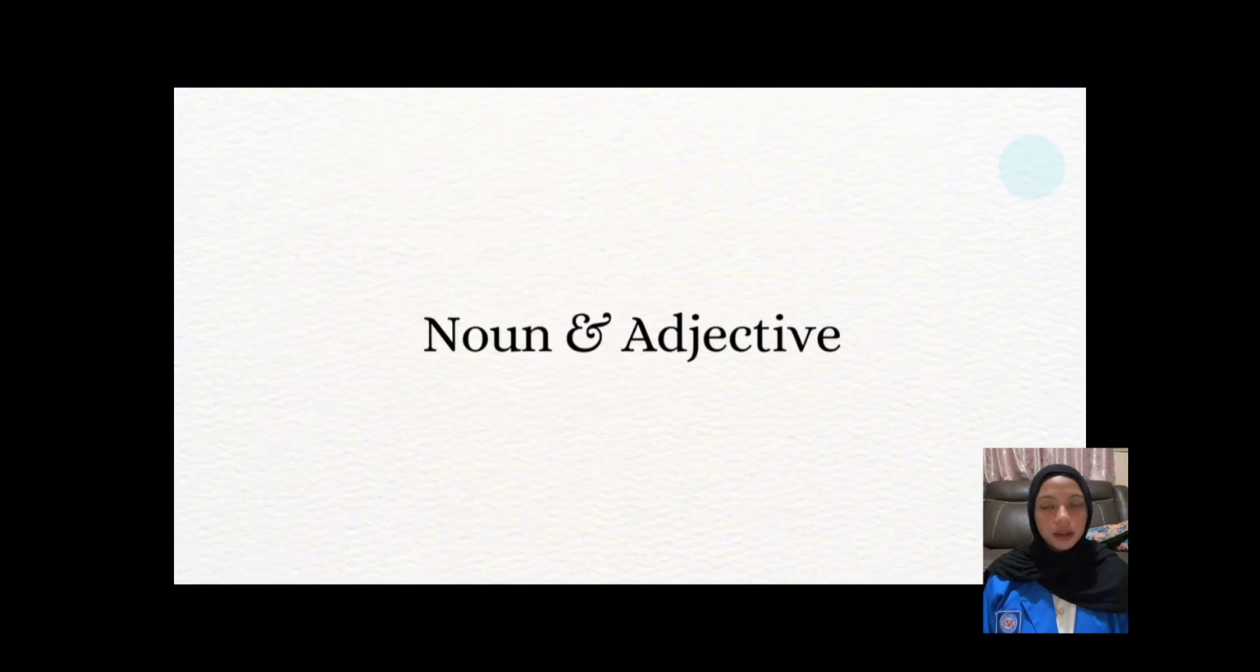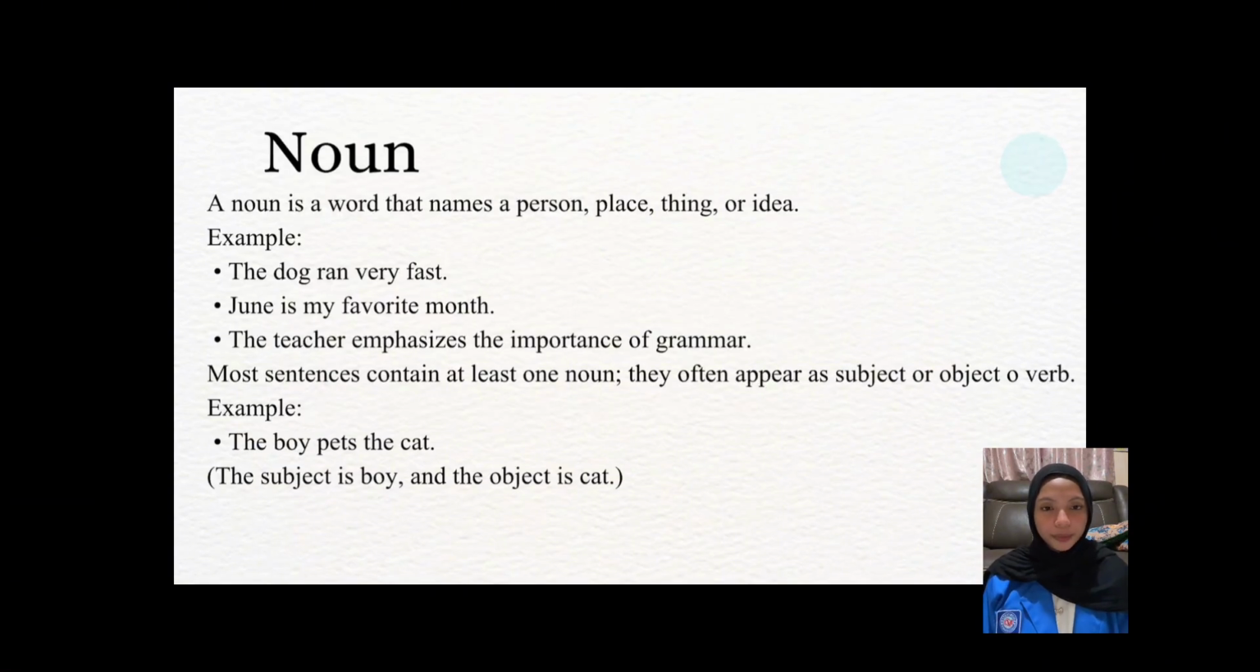Now let's move to the second part, which is nouns. What is a noun? A noun is a word that names a person, place, thing, or idea, or an action. Let's look at some examples. The dog ran very fast. June is my favorite month. The teacher emphasized the importance of grammar.